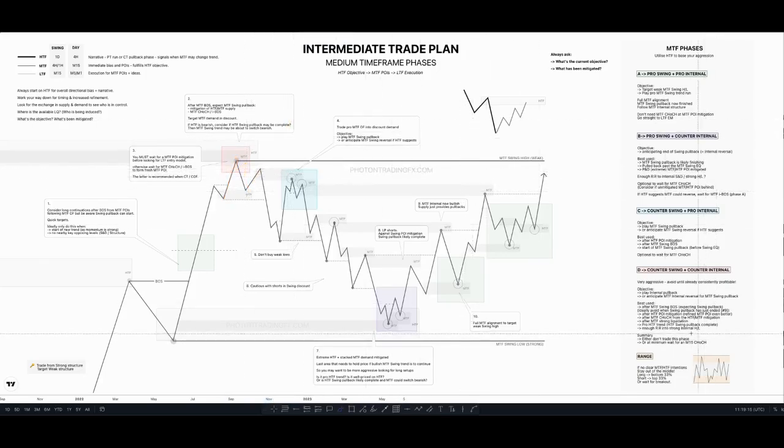Okay. And then, so yeah, like I said, summary, either just don't trade this phase, which is what the majority of you I would recommend, or at least just wait for the M15 chalk, okay?